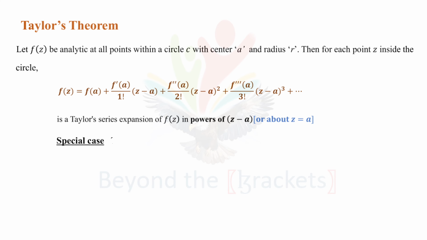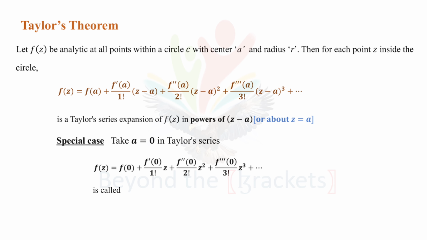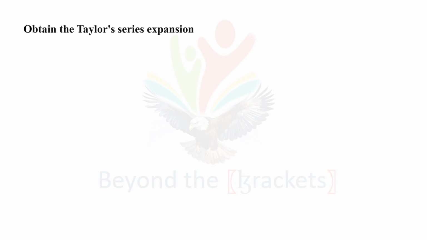Special case: when we take a equal to 0 in the Taylor series, then this expansion is called the Maclaurin series expansion of f of z. Let's look at the first question.